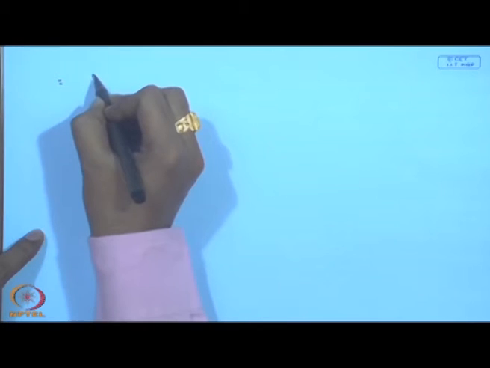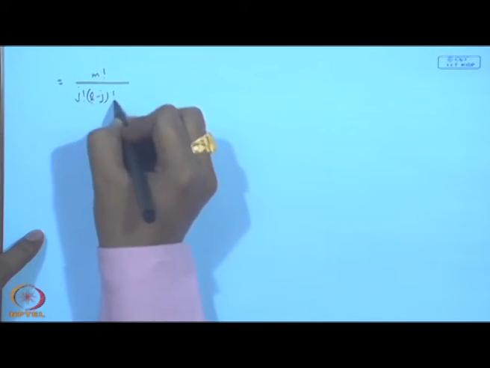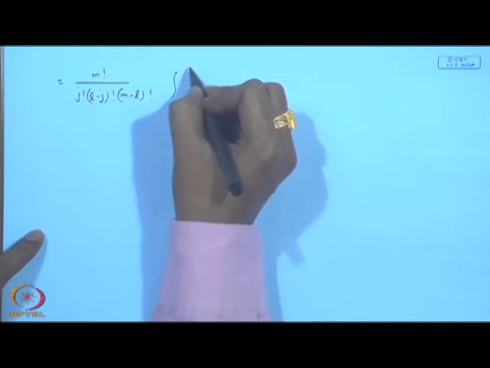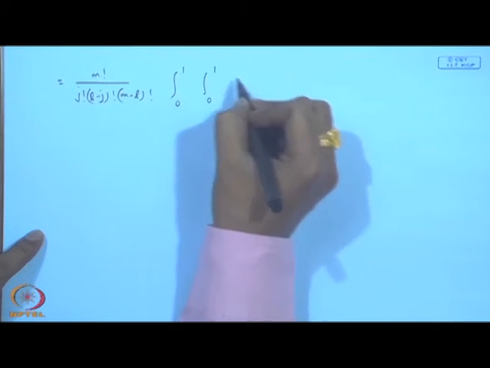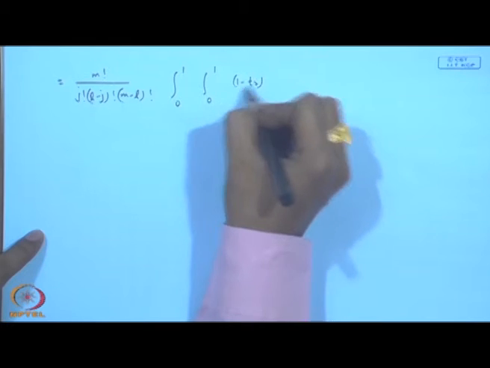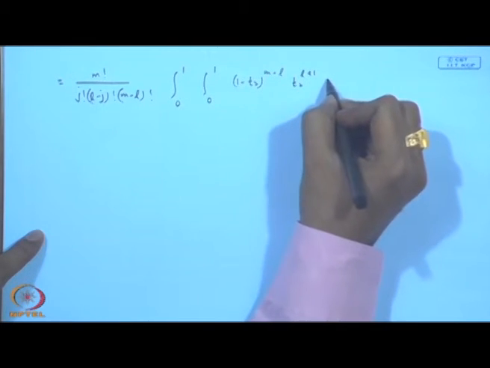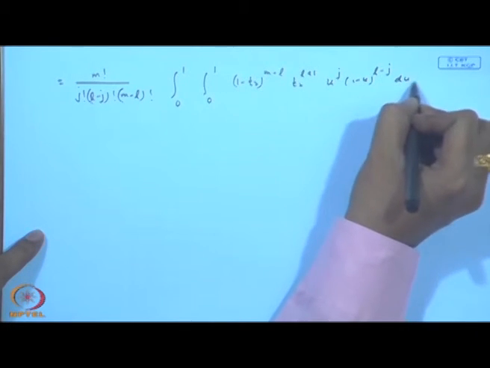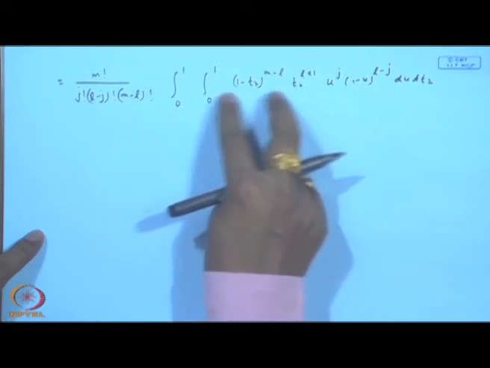This one will become equal to m factorial divided by j factorial L minus j factorial m minus L factorial, integral 0 to 1, 0 to 1, 1 minus t 2 to the power m minus L, t 2 to the power L plus 1, u to the power j, 1 minus u to the power L minus j, du dt 2. So, this becomes simply a beta term and this is again becoming a beta term.